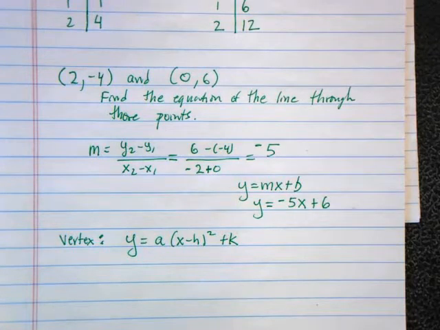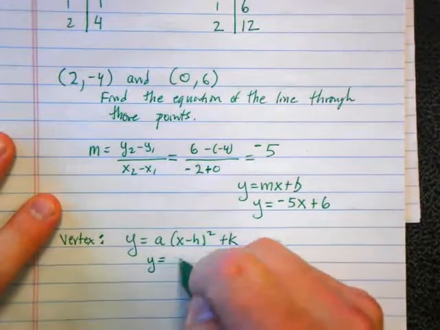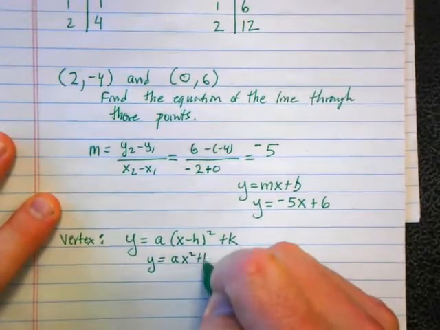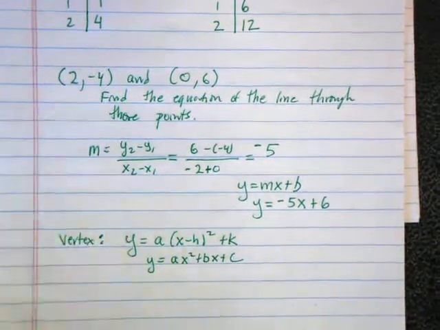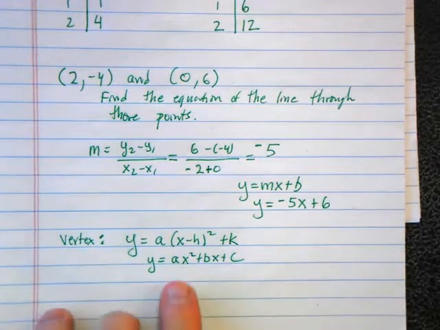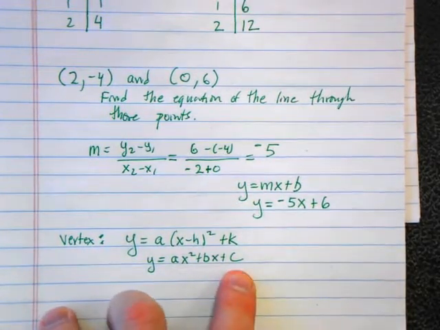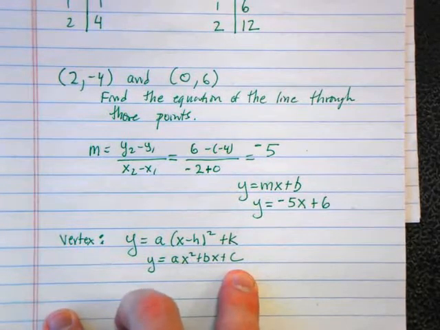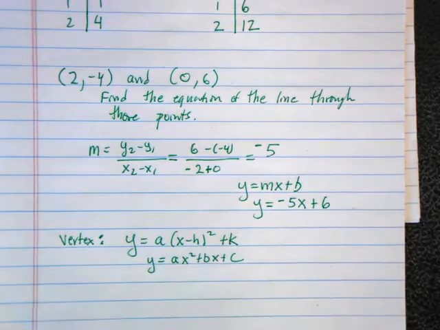What if you didn't know the vertex, however? You used a standard form. So you used y equals ax squared plus bx plus c. And how many points did you need to know? 3, because there's 3 letters you need to find, a, b, and c. You needed to know 3 points. So you plugged in 3 points, and you got systems of equations. You got 3 equations with 3 variables, and then you solved.